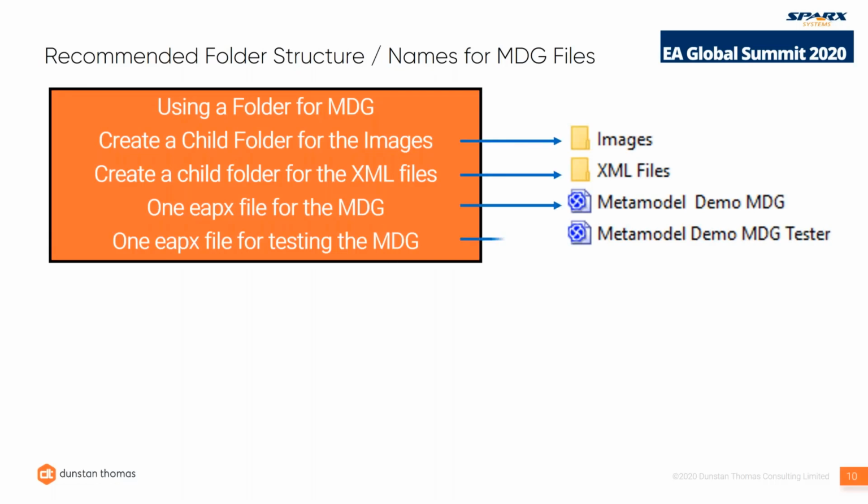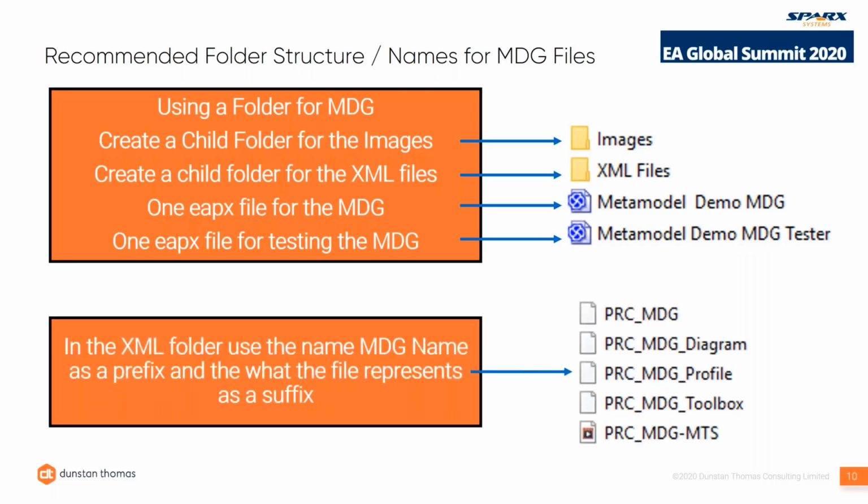What I do is I have a folder called XYZ MDG. Under that, I have 2 subfolders, one for images and one for the XML files. I also have the MDG itself. I use EAPX files, but you can use Firebird if you prefer. And then I also have a separate repository for the testing. So I always have this pattern.